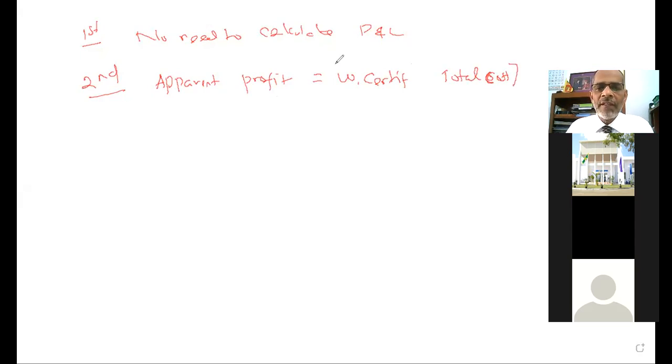How much is this one? How much is this one? In our example I told you somebody found 4 million. What is the cost? 11 million. Yes, very good, 11 million. The work certified, I told you how many million? 15 million. If you want to find out the apparent profit, my way is different.